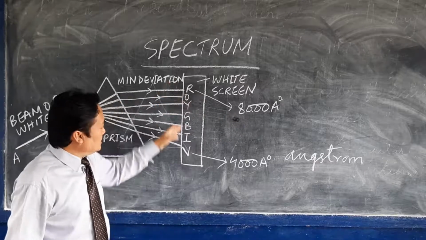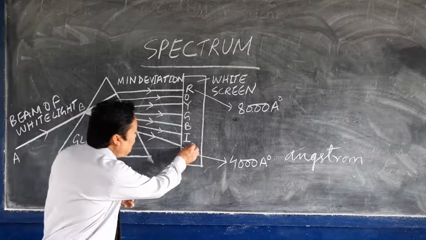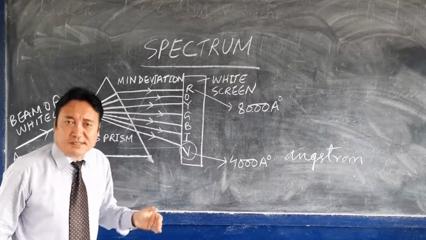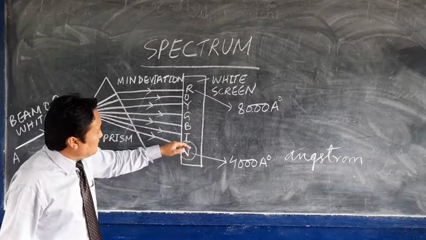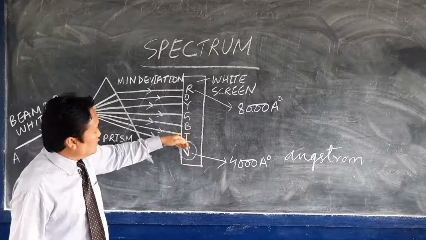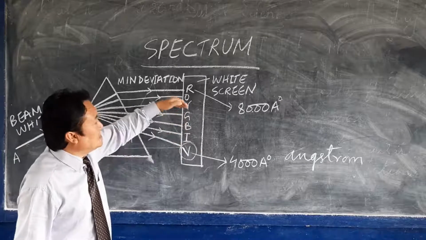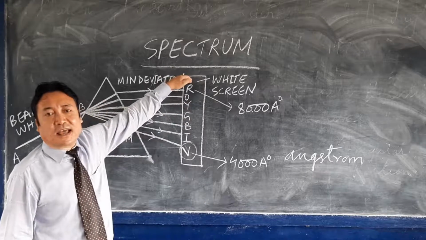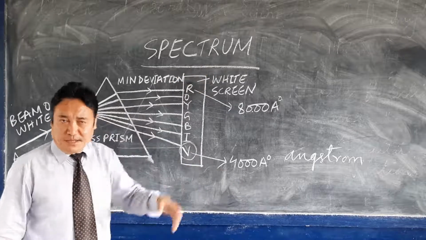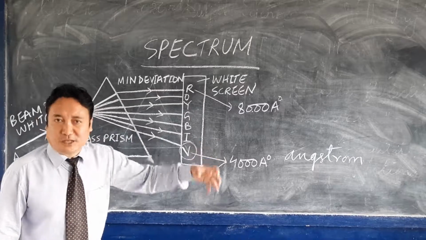Violet has the very least wavelength. Starting from violet, indigo, blue, green, yellow, orange, red, as you go up from violet, the wavelength goes on increasing, and finally red light has the maximum wavelength. When the wavelength is more, the deviation will be less. When the wavelength is less, the deviation will be more.